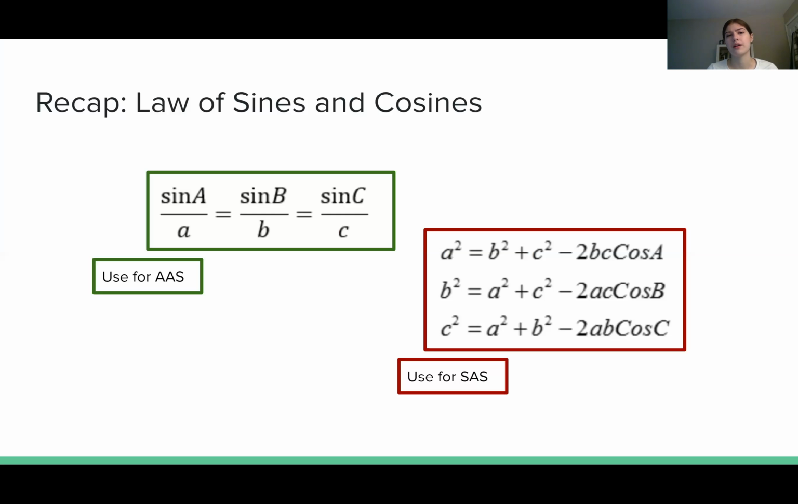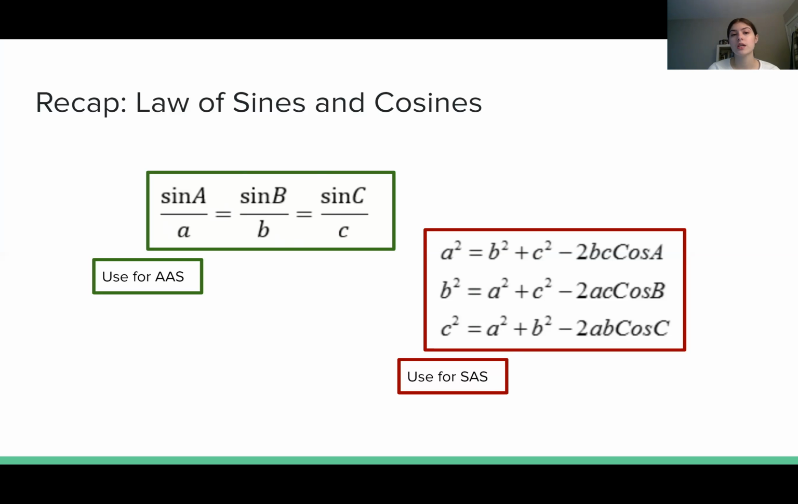So we just talked about the law of sines and the law of cosines, right? So here's a quick recap. We have the law of sines right here in green and the law of cosines right here in this dark red color. For the law of sines, we've got the sine of angle A divided by the length of side A is equal to the sine of angle B divided by the length of side B is equal to the sine of angle C divided by the length of side C. All right, so these are all ratios.